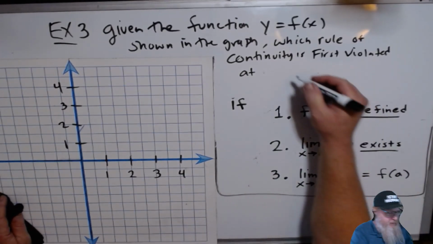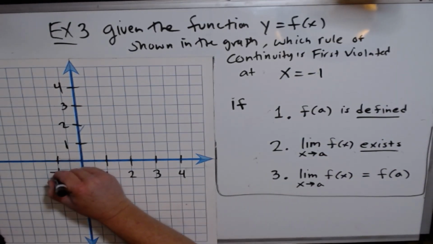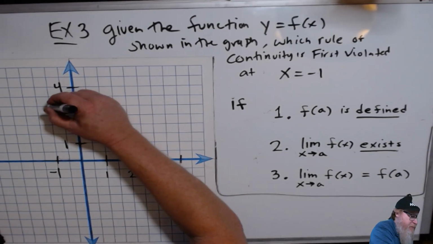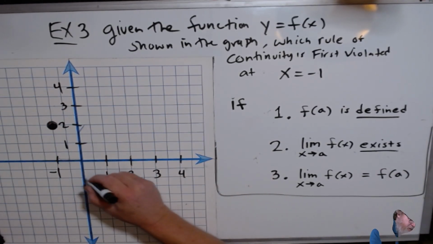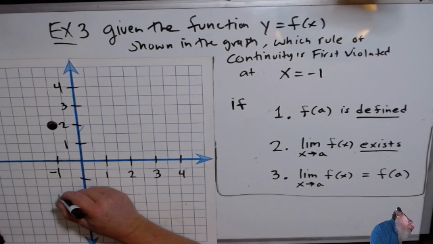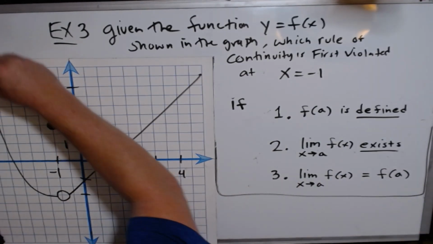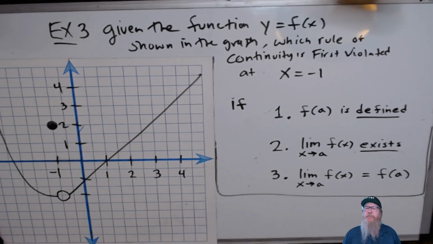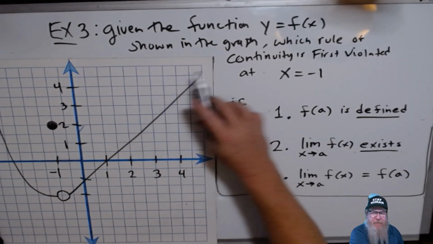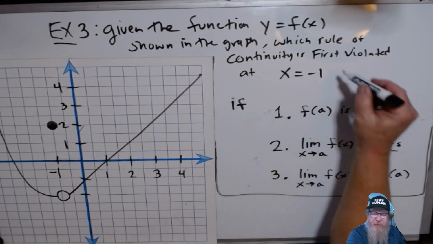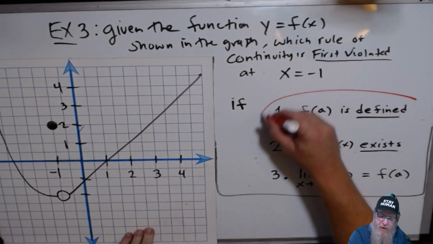Let's say what's violated at -1. So over here at -1, we have a function, and it looks like this. So there's our function. Example 3. Same thing, given the graph of the function, shown in the graph, which rule is first violated at -1? All right, so rule number 1, f is defined.